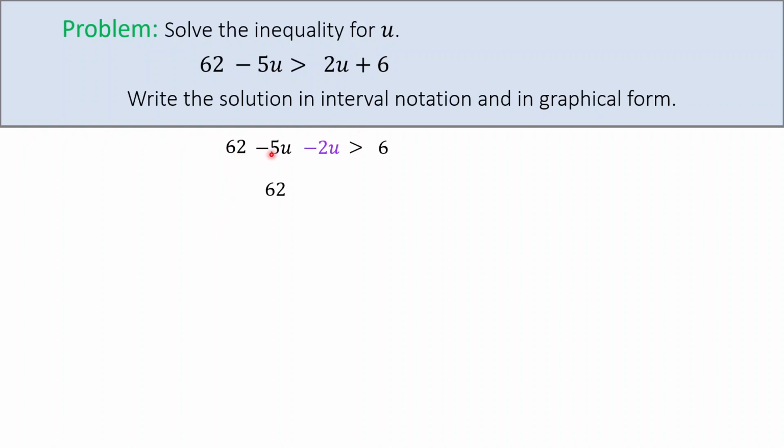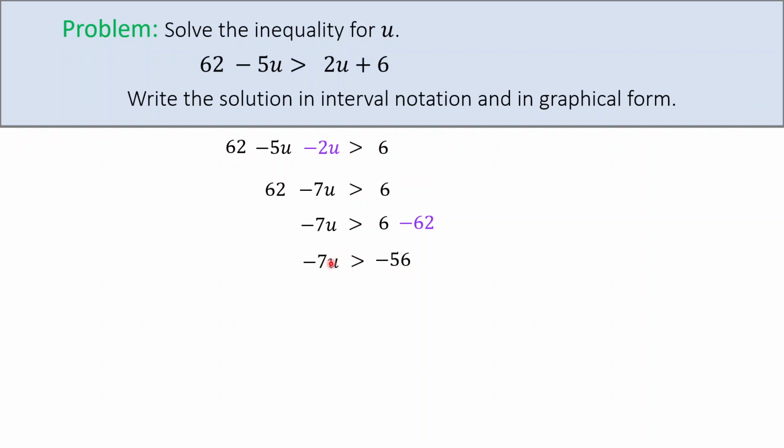Negative 5u minus 2u is negative 7u, greater than 6 minus 62. Now you need to isolate this term by moving the 62 to the right hand side and changing the sign, so you put negative 62. Negative 7u greater than 6 minus 62 is negative 56.